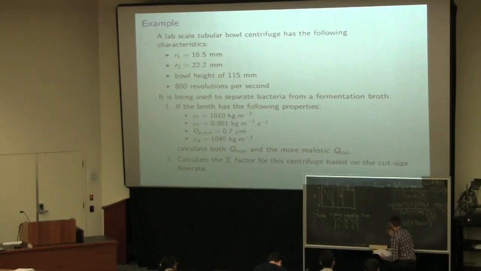So that corresponds to 5.54 times 10 to the minus 6 meters cubed per second, or the incredibly small amount of 0.479 meters cubed per day. So less than half a meter cubed per day is what you'd be able to treat with a very small centrifuge.